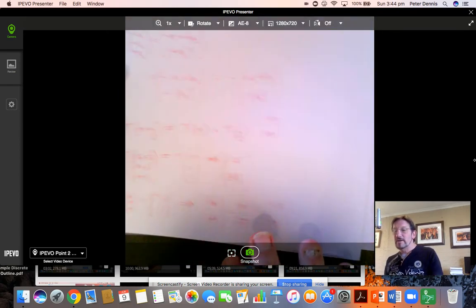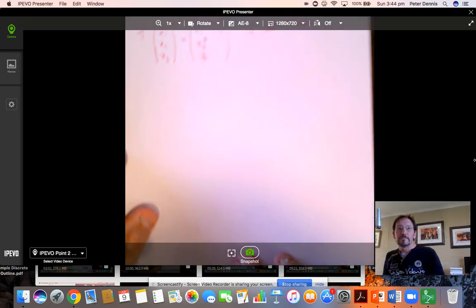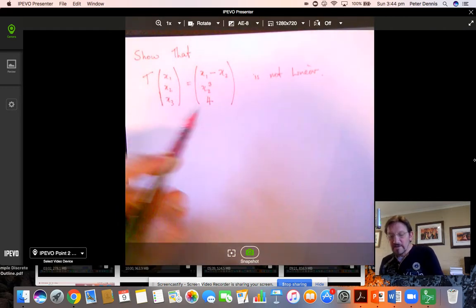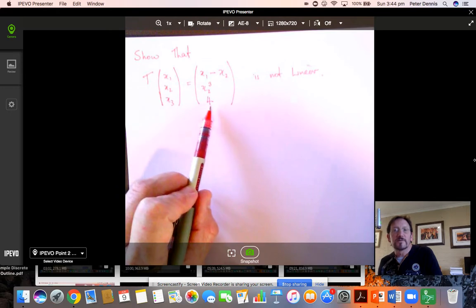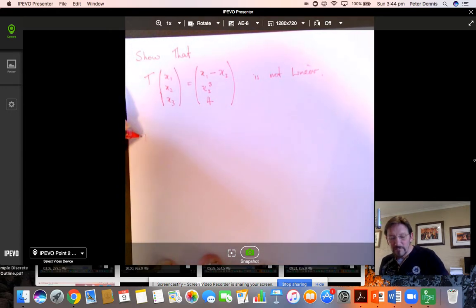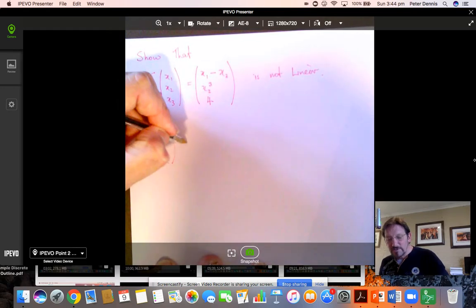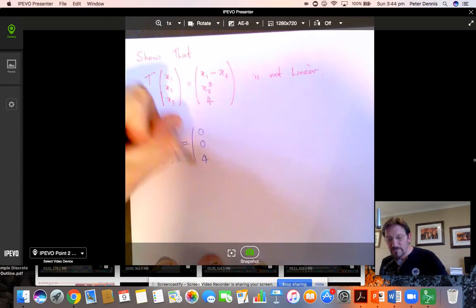We can have a look at another one. Prove that this is not a linear transformation. Again, we could look at the x cubed because it's going to fail with x cubed, but we could also look at this. So if we just look at something very, very simple, we could look at 0, 0, 2. After the transformation, it's going to be 0 plus 0 and obviously 8.